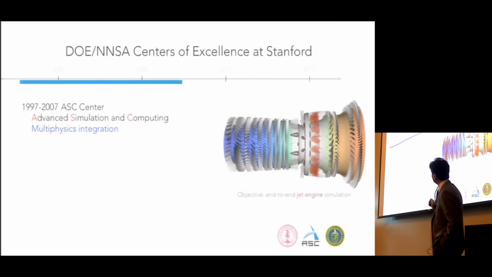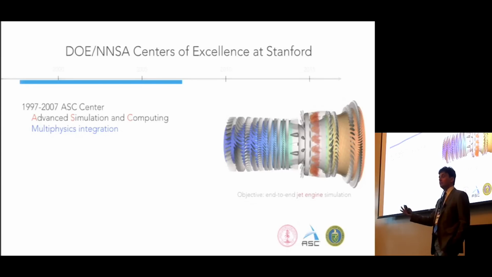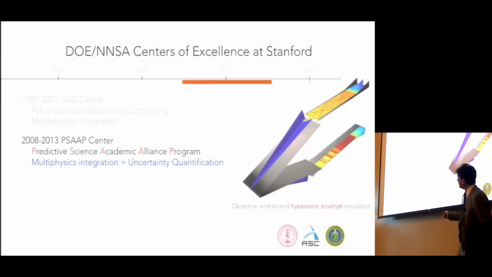The first part of the program, the first 10 years, were really focused on multiphysics integration. Our overarching goal was the simulation of a full end-to-end jet engine, and the objective was really to understand if these computations are actually even possible at the scale of the largest supercomputer in the world for a realistic application like that. The second part, after 2007, was the PSAP Center.